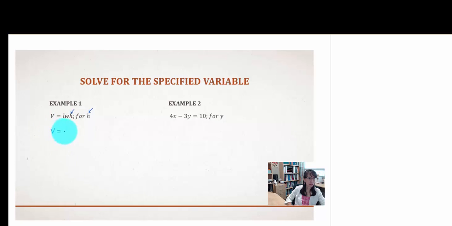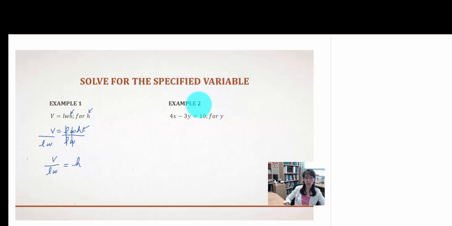So if we have V equals L times W times H, to eliminate length and width, we're going to divide by length and width. Well, that means that both sides of the equation must be divided by the exact same thing. So we end up reducing length and width on the right, and notice we're left with the variable we wanted. So volume divided by length times width is equal to the height. So in order to rearrange these formulas or literal equations, we're simply applying the properties of equality.